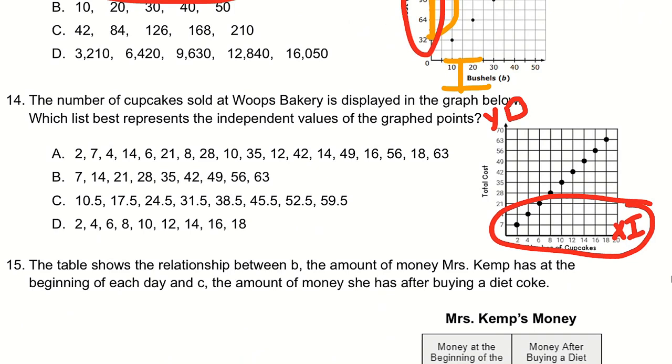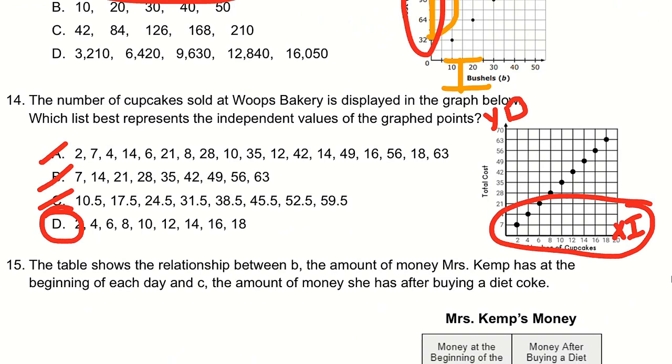Look what they did, guys. 2, 7, 4, 14. They did every number. They went 2, 7, 4, 14. I mean, that's just ridiculous. Don't get caught up in their silliness, okay? Our numbers are 2, 4, 6, 8, 10, 12, 14, 16, and 18. Well, that leaves this one out, and I don't know what they were doing on C, and that makes our answer choice D. Good job.